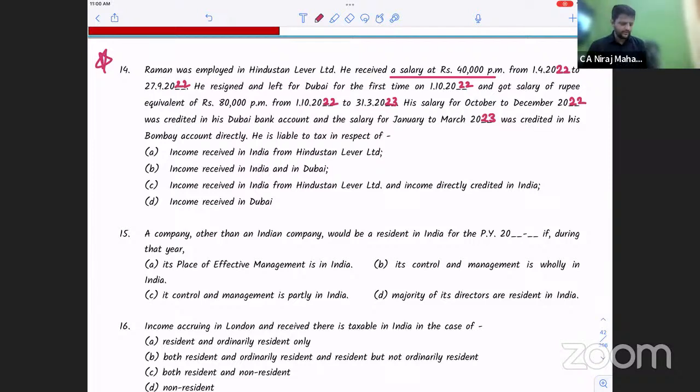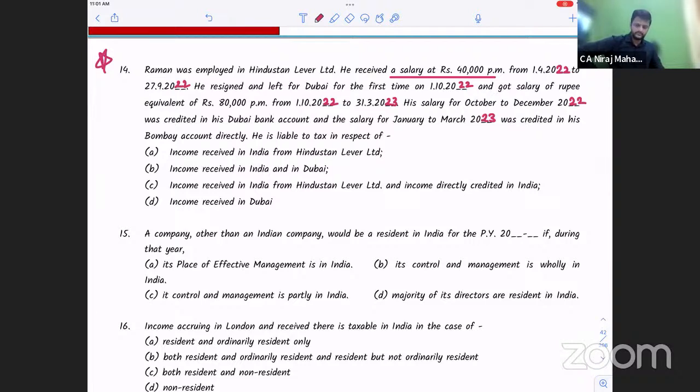He is liable to tax in respect of which income? Option A: only Indian income, the one he earned from Hindustan Lever. Option B: Indian income and Dubai income, the one he received in India. Option C: income which was given in India and Dubai, and option D: only Dubai. Both.